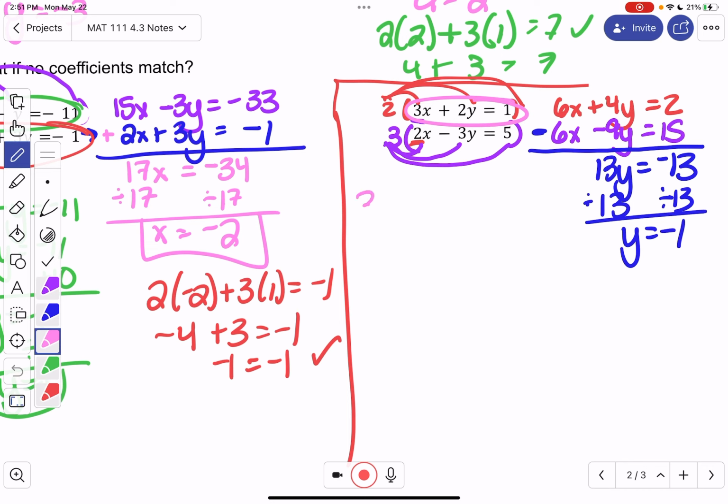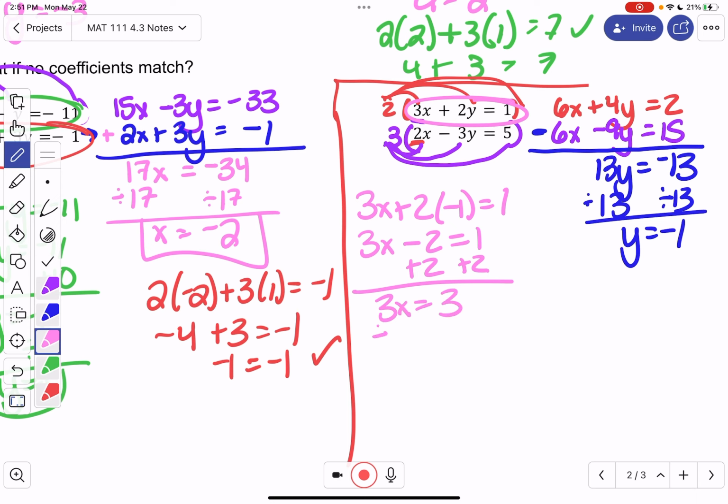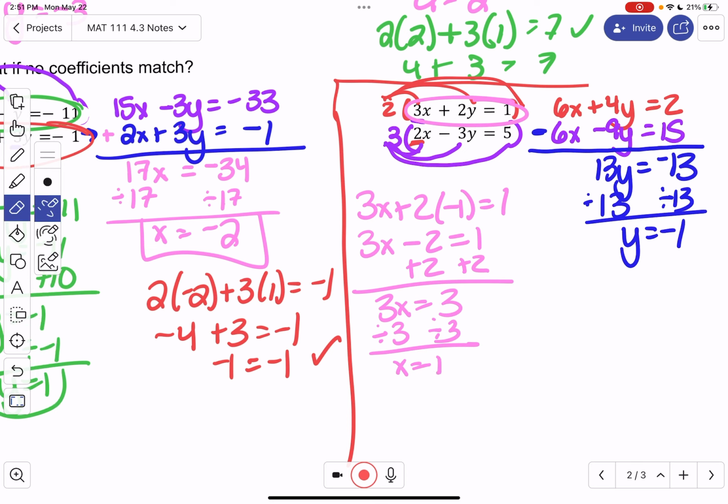Take one of the original equations and plug that y value in. So 2 times negative 1 is negative 2. Add 2 to both sides, and I get 3x equals 3. Divide by 3, and I get x equals 1.